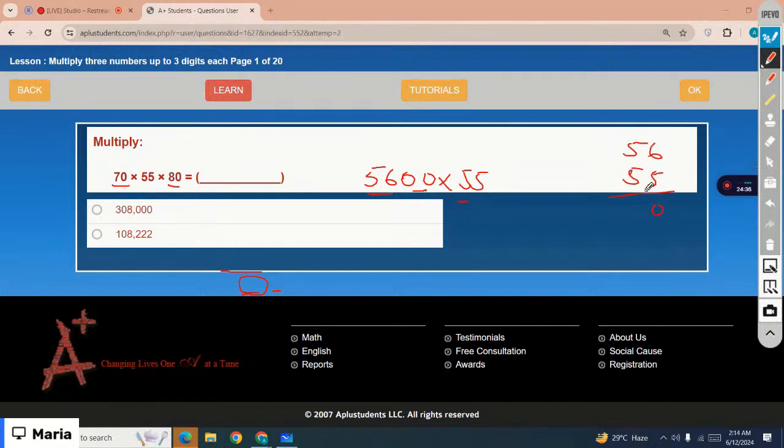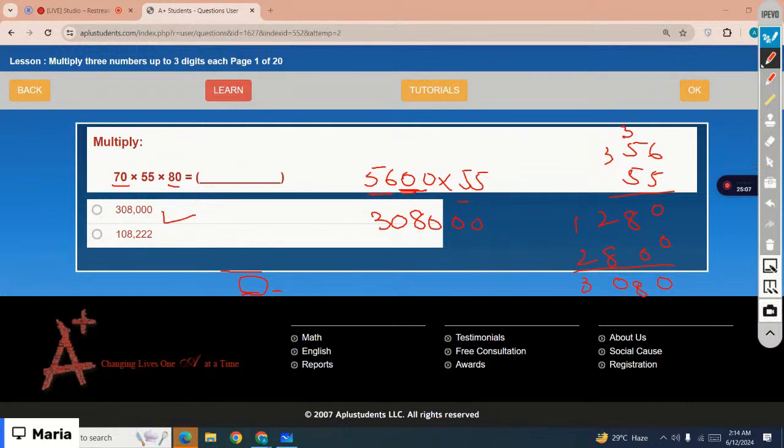5 times 6 is 30, 0, 3 carry. 5 times 5 is 25 and 3, 28. Again, 5 times 6 is 30, 0, 3 carry. 5 times 5 is 25 and 28. 0, 8, 8 and 2, 10, 0, 1 carry, 2, 1, 3. That is 3, 0, 8, 0. You already have two zeros here, so just add the zeros. So option number 1 is the correct option. That is 308 thousands. Option number 1 is the correct option.